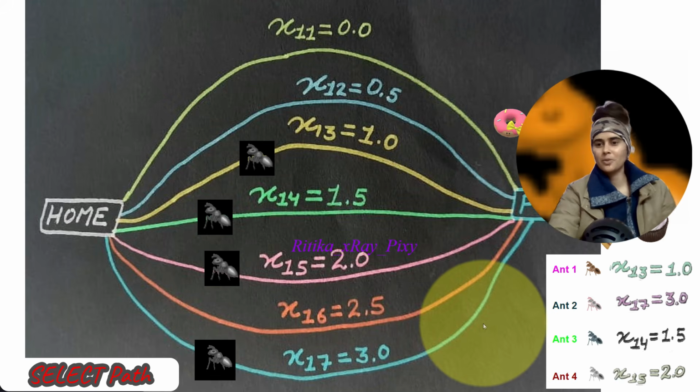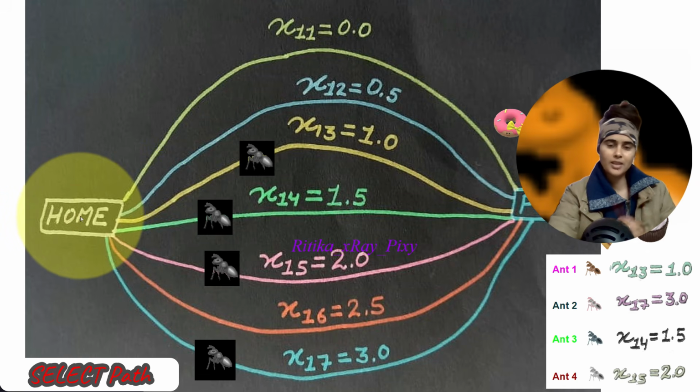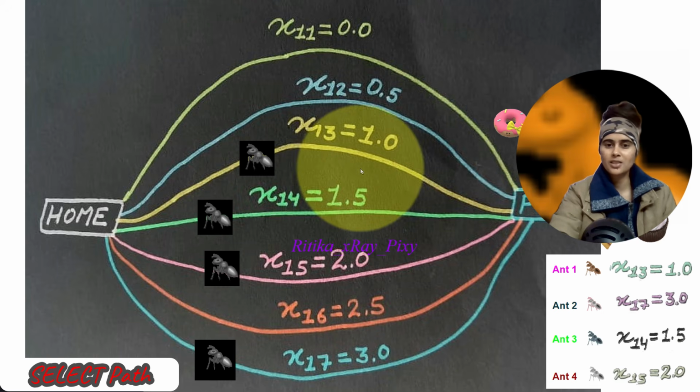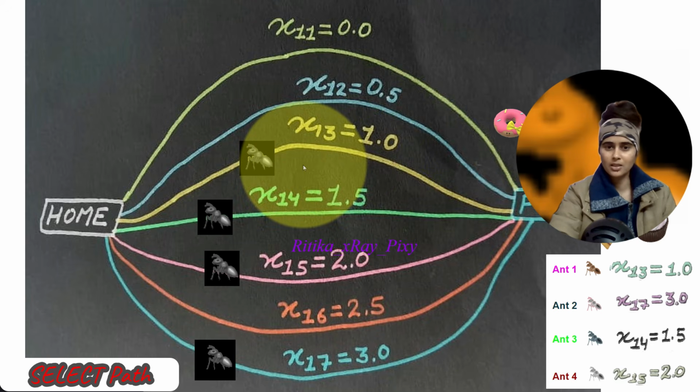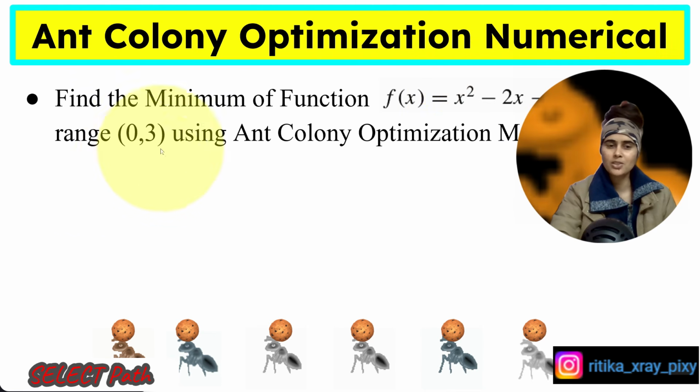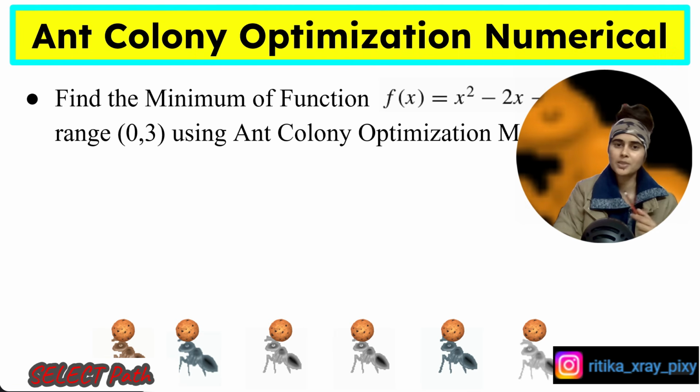So right now we did the calculation till 2 iterations and we got the best route, that is x13, and it is selected by 2 ants. You can further continue the example and see where the convergence happens, that is, at which iteration it converges, and find out the best route selected by all ants. So that's all about this video. Here we found the minimum value for this function in the range 0 to 3 using the ACO method. You can further continue this example until convergence.